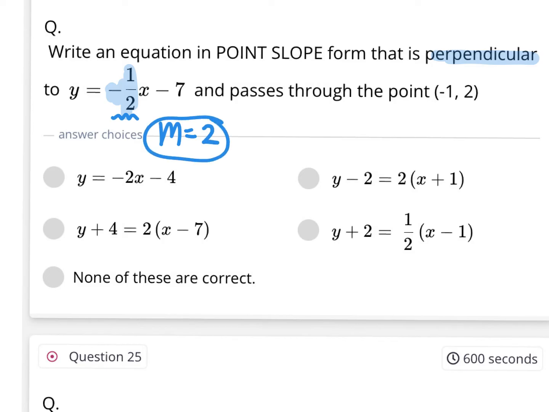So our slope is +2. After you get your slope, you never need to look at this equation again. Who cares about the -7? We don't even look at this anymore. We already know that our slope will have a perpendicular slope to that one, which is +2. So what else do they give us?